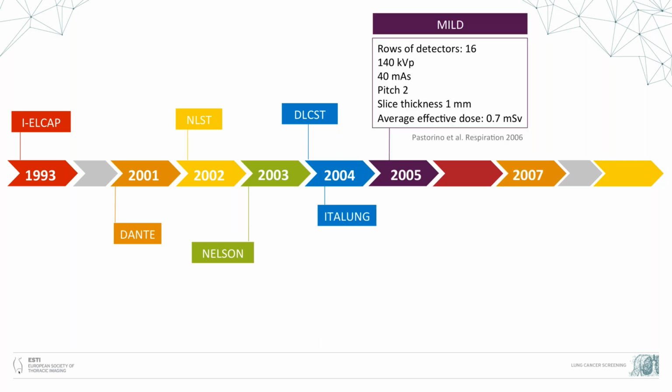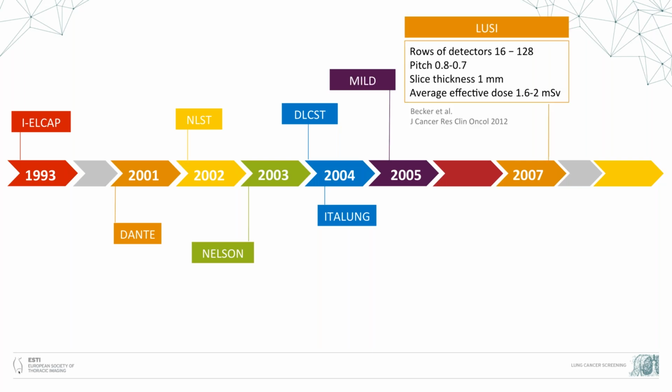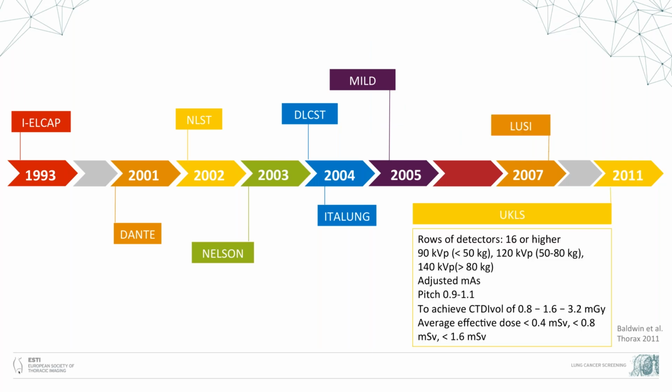In the MILD trial, scan parameters were set to obtain an average effective dose not too high, of only 0.7 millisievert. And then in the German LUSI trial, average effective dose was about 1.6 to 2 millisievert. And the UKLS has a relatively similar protocol to the NELSON trial, with CTDI volume based on weight of the participants. So this is a brief overview of what were the technical standards of some of the most important trials in the past.